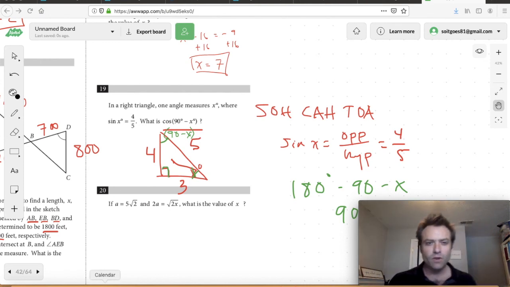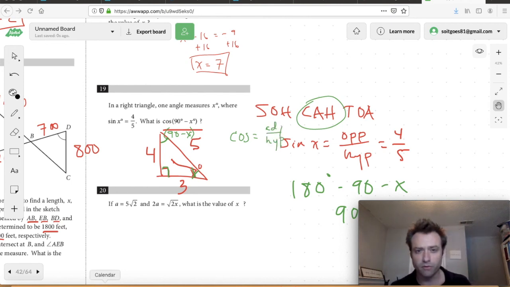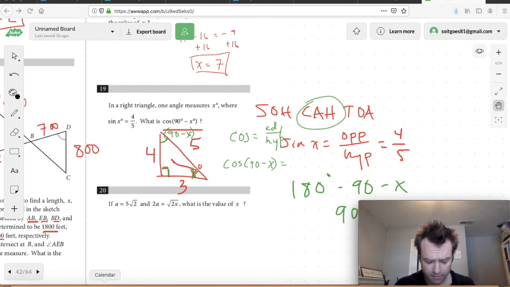Anyway, all right, so we're trying to find the cosine of 90 minus x, so we can use SOHCAHTOA again. We can use the CAH right here. And we know the cosine equals the adjacent over the hypotenuse. Getting a little bit messy there, sorry about that. So the cosine of 90 minus x is going to equal, what's the adjacent side of 90 minus x? Well, it's not the opposite, that's 3, it's not the hypotenuse, the adjacent is 4, over, and then the hypotenuse is still 5.